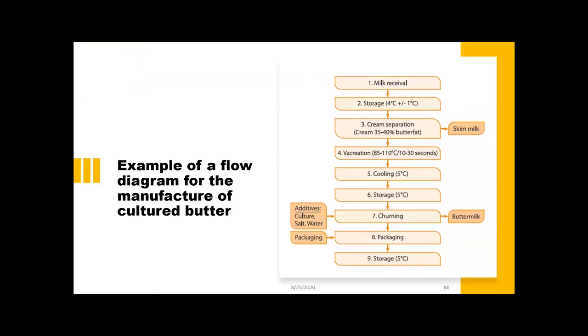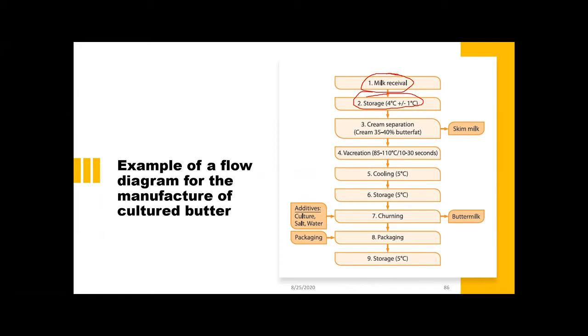So here is an example. I think this one is the cultured butter. Okay, and the flow diagram for the manufacturer. How do we do that? So the first step, of course, you receive milk, okay, and you store that at low temperature, and then you do a separation, cream separation.